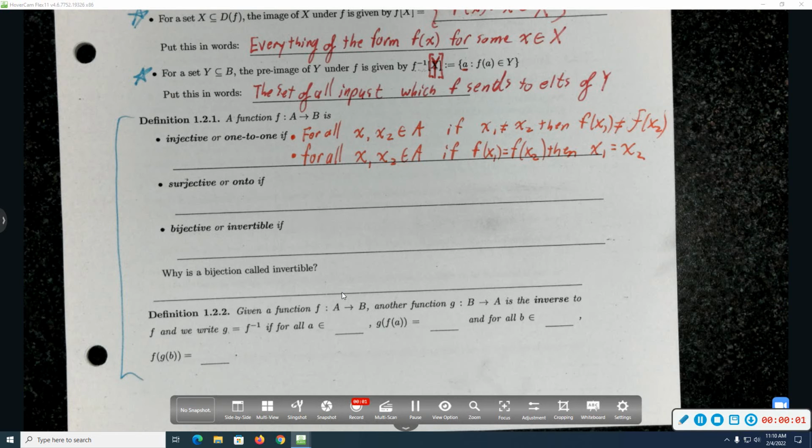For a function to be surjective. So one-to-one informally is nothing in the codomain is hit twice. Everything in the codomain is hit at least once. That's what it means to be surjective. So all of this is what it means to be one-to-one.